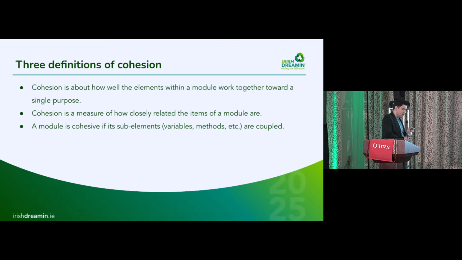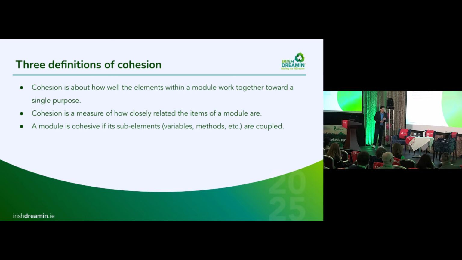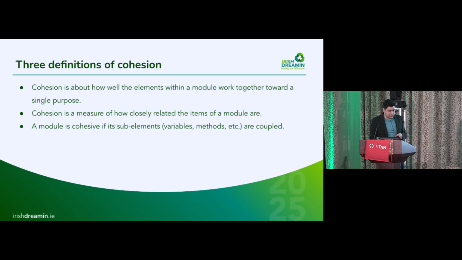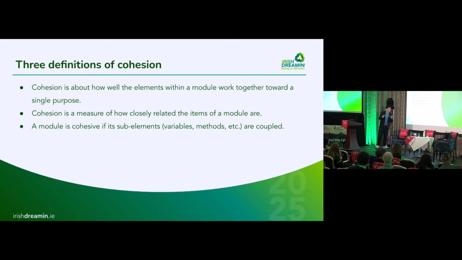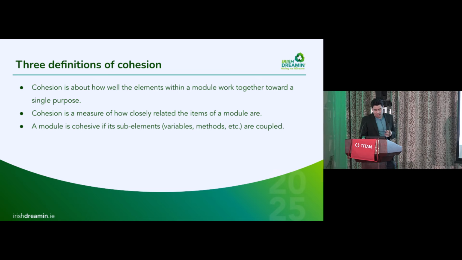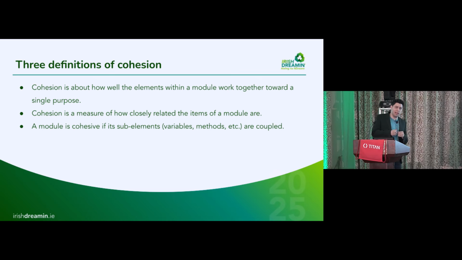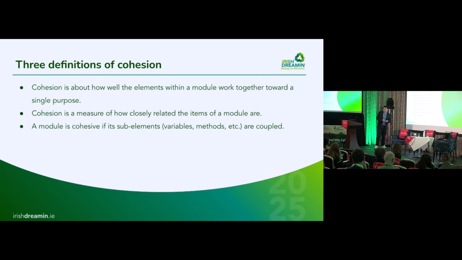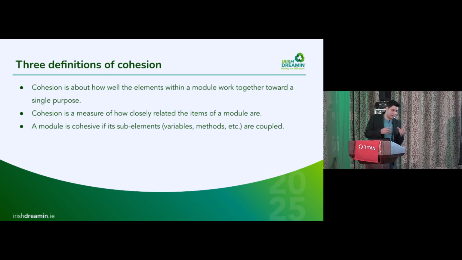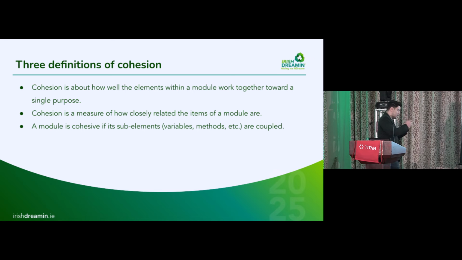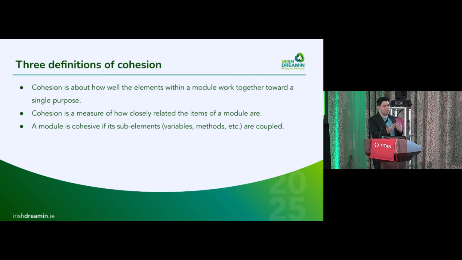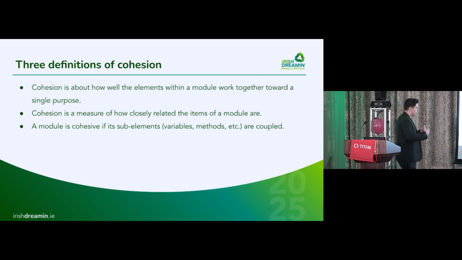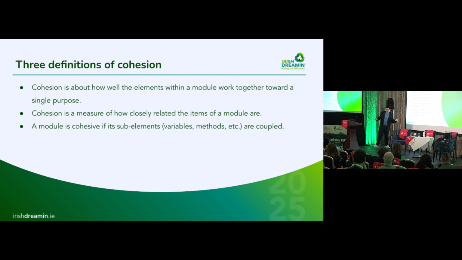So one is that cohesion is about how well the elements within a module work together to achieve a single purpose. Another definition says that cohesion is a measure of how closely related the items of a module are. And probably the most controversial one, thankfully is not mine, so don't critique me. It's actually from Kent Beck. He says that a module is cohesive if its sub-elements, so the variables and methods of that module, are coupled. And that's such a strange definition, right? How can we say that cohesion is there to balance coupling, yet a module is cohesive if its sub-modules are coupled? Kind of doesn't make sense, right?